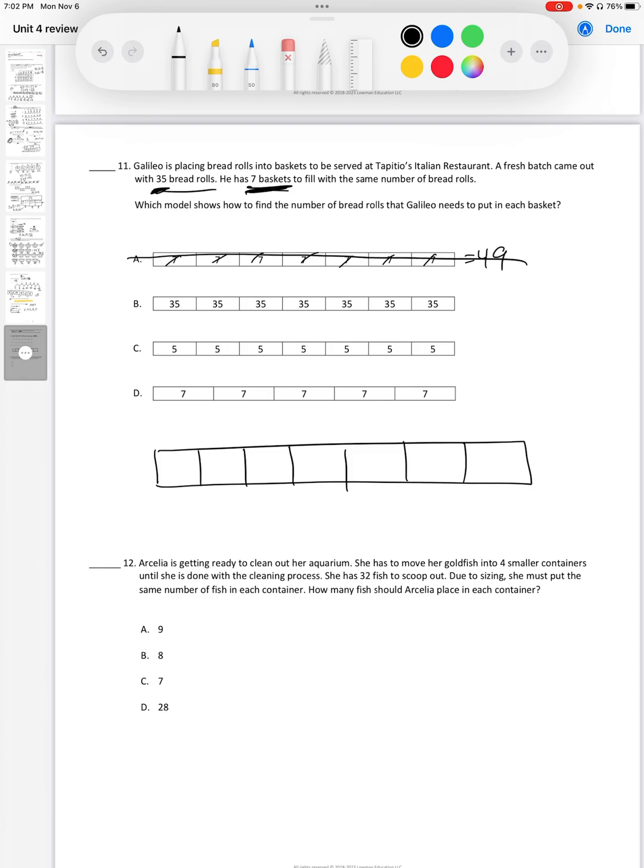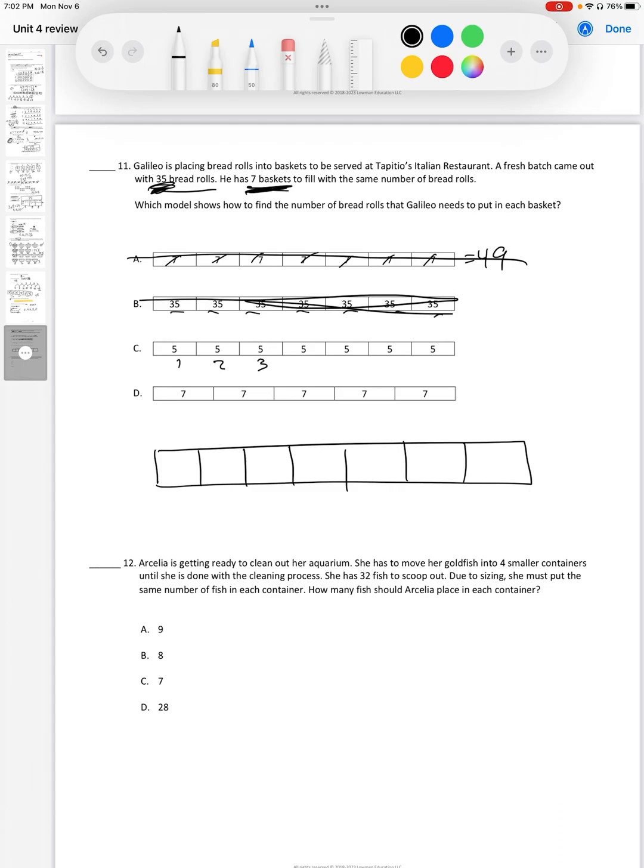A cannot be correct. B, I can instantly get rid of it because I don't even know how many groups there are. Haven't even looked, but I see there's a 35 in each thing. That's going to take me way over my total of 35. C, let's count this up.